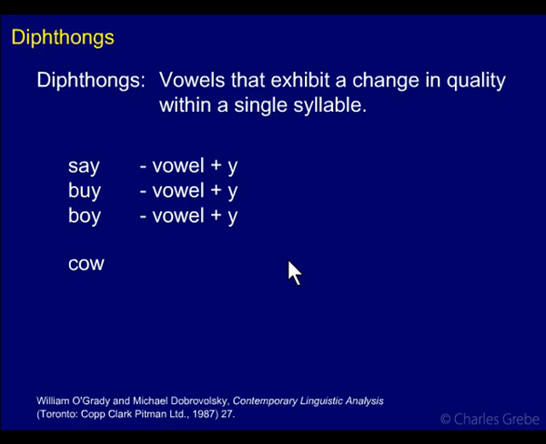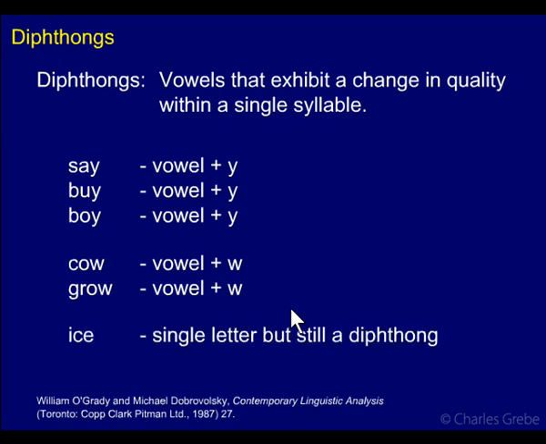Okay, cow. What about cow? There's another diphthong. So you have ow, and that is a vowel with a W attached to it. And you have grow, another one with a W attached to it. Now these aren't the only diphthongs. Some diphthongs in English, just to throw this in here, don't need to have two letters. Single letter, but still diphthong. So like ice, and there are others. But these ones in particular interested me.